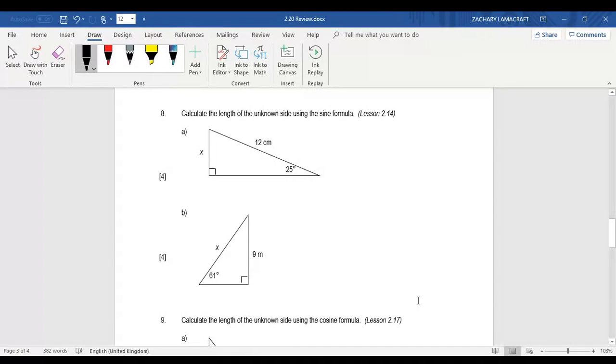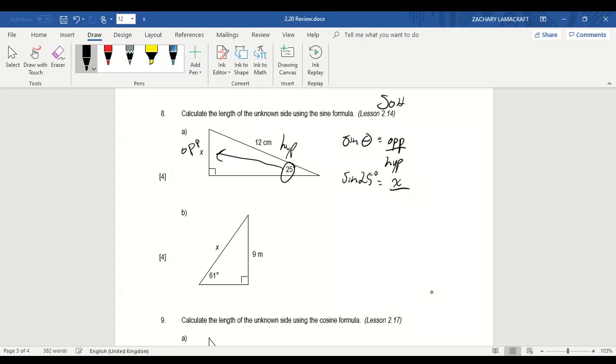So if we look at this here, we're doing the exact same thing, but with sine. So sine theta equals opposite over hypotenuse. And we know that the hypotenuse is right there. The side across from the angle is our opposite. So we've got that, and that's x, and we have our angle. So if we just fill in the points, we have sine 25 equals opposite, which we don't have, so x is there, and 12 is on the bottom.